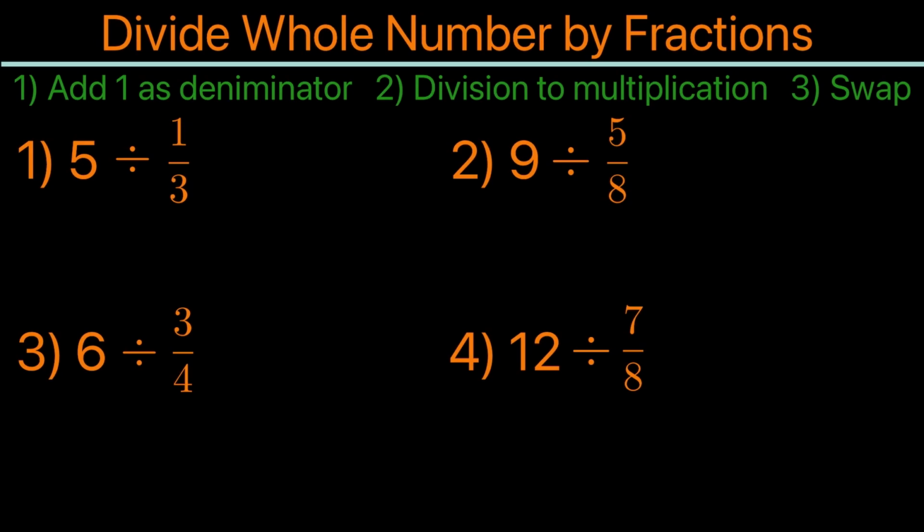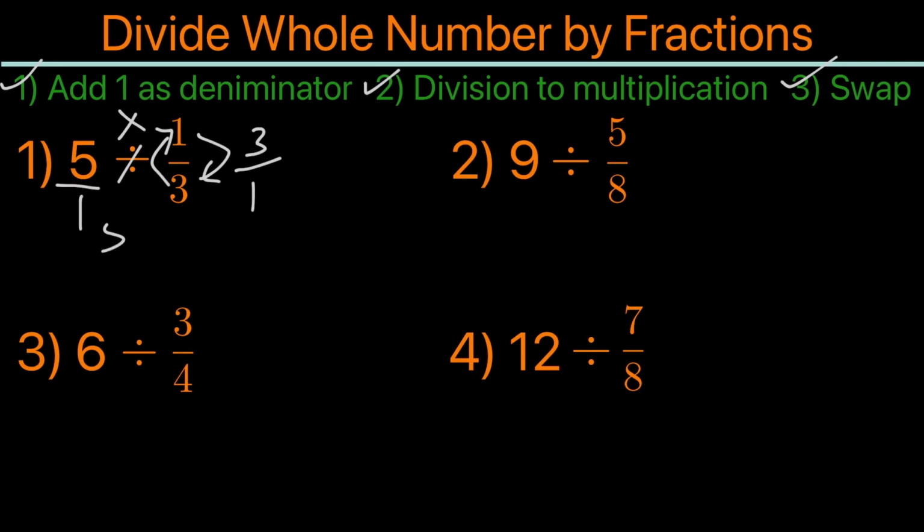So for the first example, we have 5 divided by 1/3. So we're going to do the first step, which is to add 1 as a denominator. Then we want to change division to multiplication. And lastly, we swap the second fraction, 1 and 3. So this will become 3 and 1.